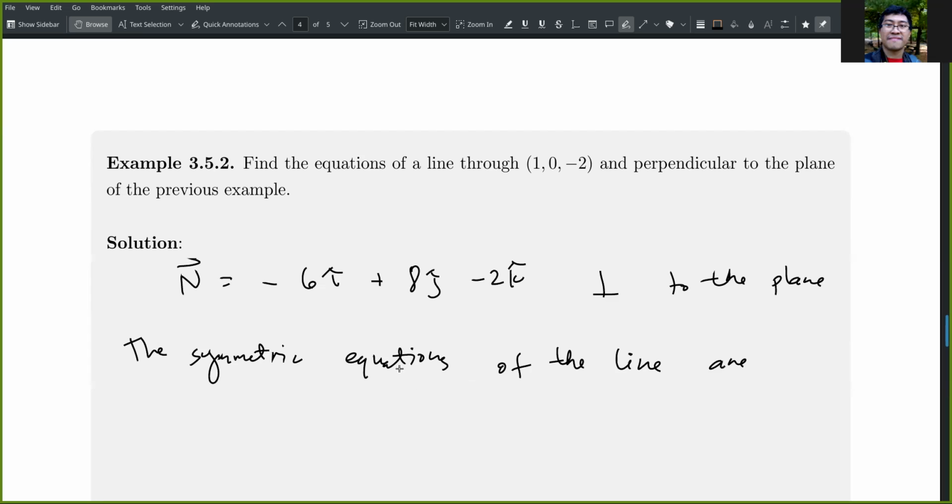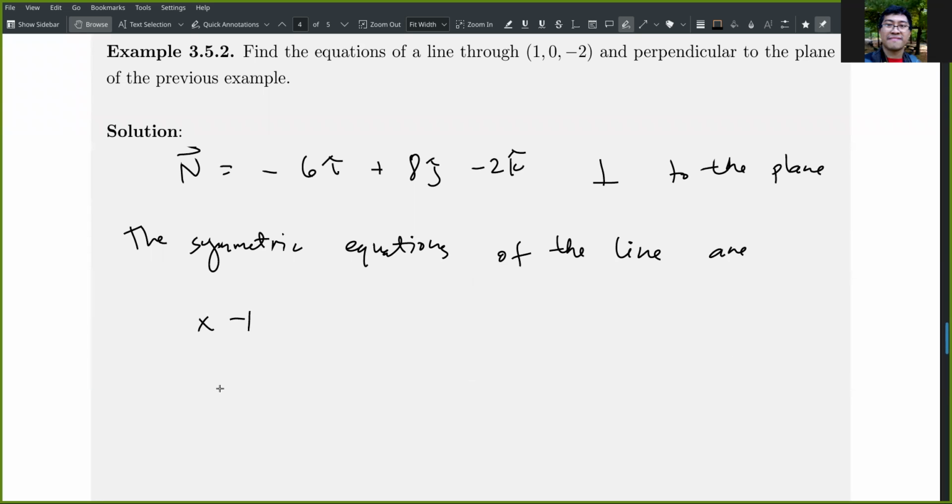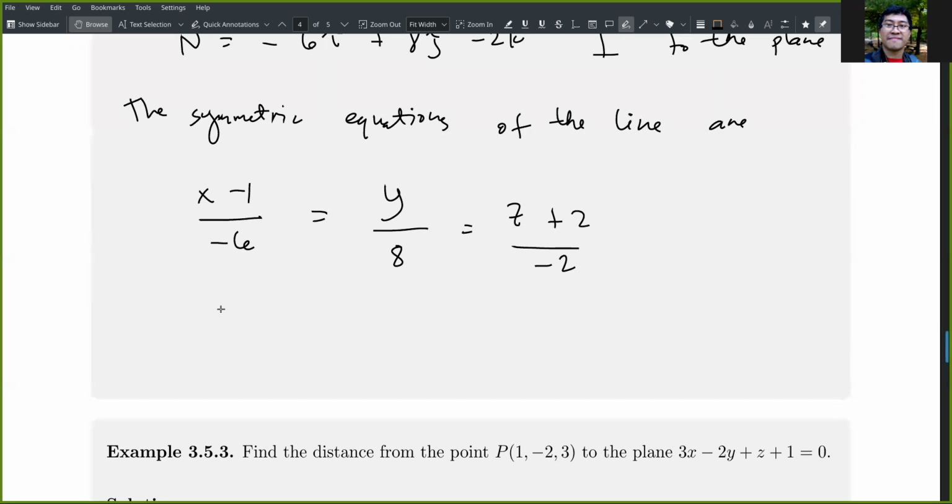So you have x minus 1 over minus 6, equals y minus 0 divided by 8, equals z minus negative 2 over minus 2. So this equation, we can multiply all of them by 2 or negative 2. So we can write it as x minus 1 over 3, y over negative 4, z plus 2 over 1.